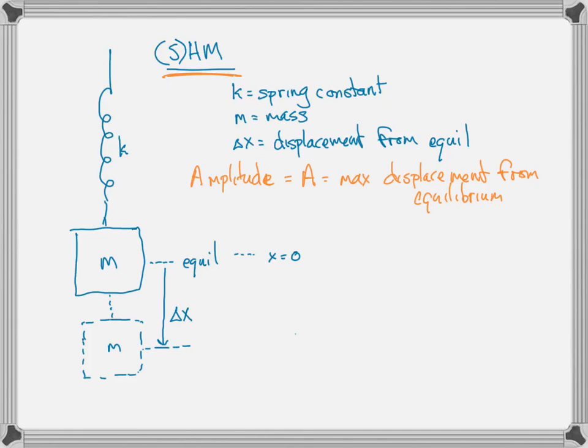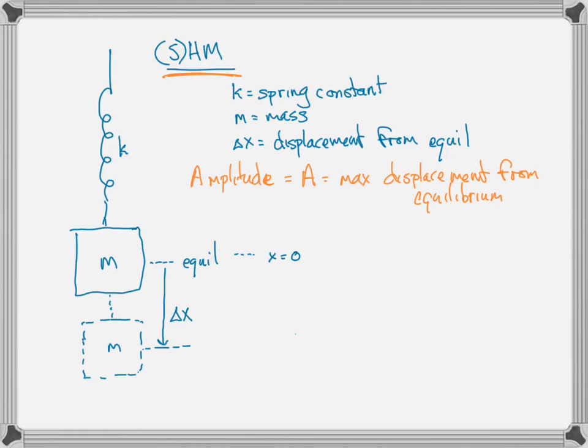But be careful, because if I move it away a distance delta x, and then I give it some kinetic energy and I push it, doesn't matter whether I push it towards equilibrium or away from equilibrium, next time it comes back, it will move farther from equilibrium, because it had kinetic energy at that point as well. So the amplitude is not necessarily the initial delta x. It's going to be the new delta x when it comes back down, but it's the maximum displacement from equilibrium.